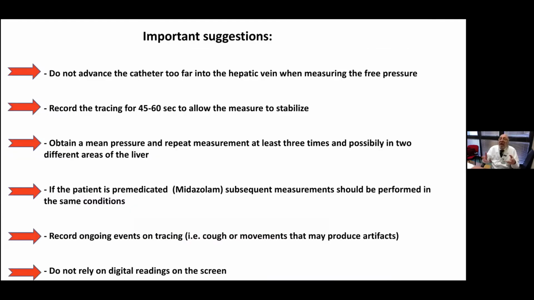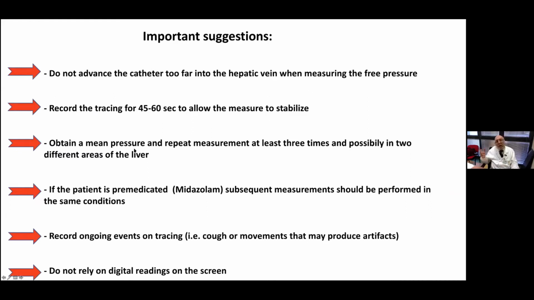And I have a few suggestions that are important to do this procedure at best. Do not advance the catheter too far into the hepatic vein when measuring the free pressure, because if the catheter is opposed to the wall of the vein, the measurement is not correct. So record the tracing for 45-60 seconds to allow the measure to stabilize. You have seen in some of the tracings that the measure does not arrive immediately at the plateau, but sometimes requires longer. So you're better to take more time.